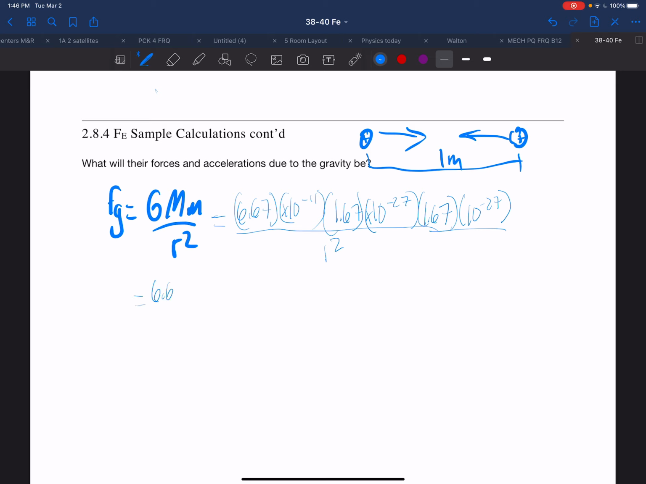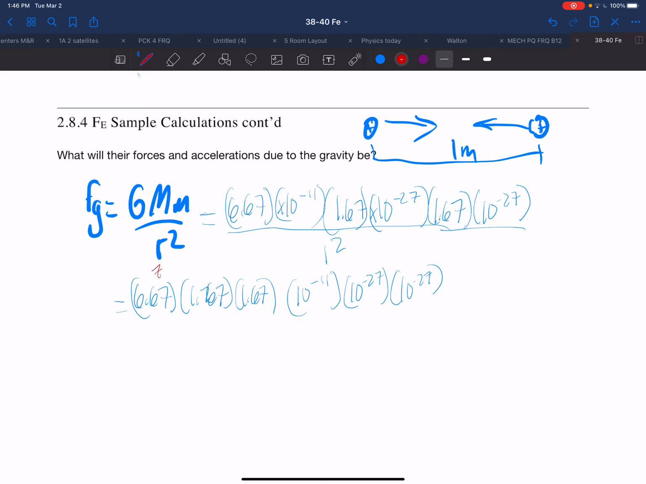Putting our numbers together, we get 6.67 times 1.67 times 1.67, and then 10 to the minus 11th, 10 to the minus 27th, 10 to the minus 27th. Doing an estimate, this would round to 7, and 2, and 2. So 7 times 2 is 14, times 2 is 28. So we're looking at about 28 times 10 to the minus 65th, or about 2.8 times 10 to the minus 64th newtons. Very small number.